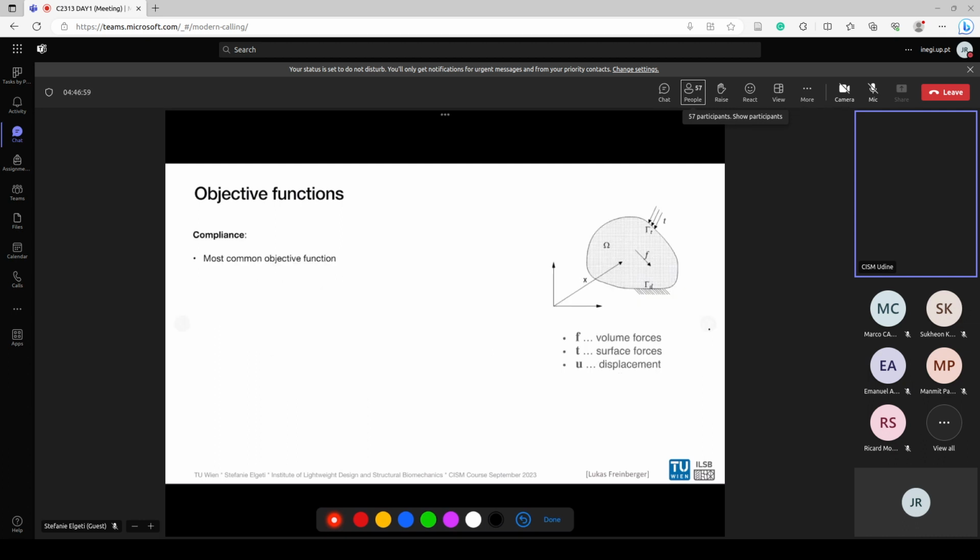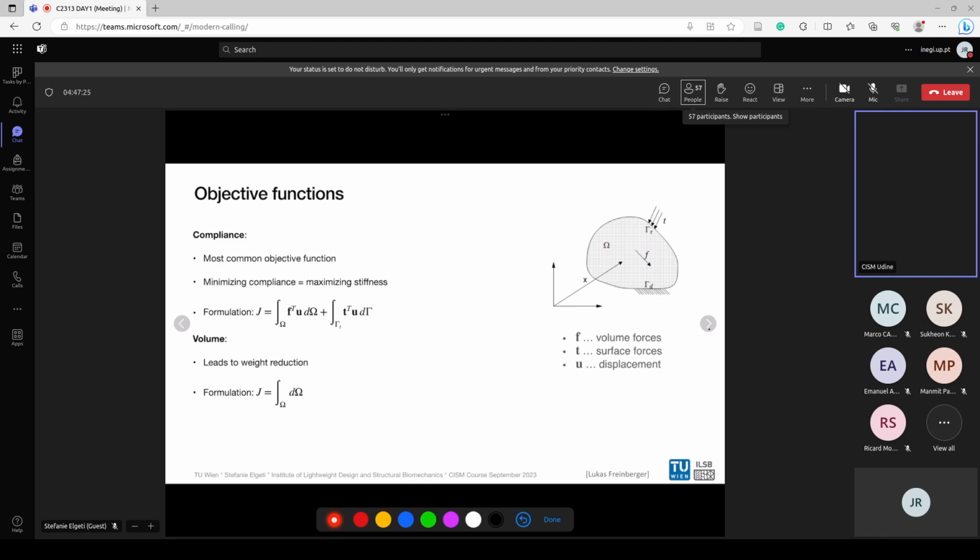Let's go through how one actually computes this. So the compliance is for sure the most common objective function. Minimizing compliance means maximizing stiffness. We already said that before. And the formulation is as follows. So here is the standard mechanical potato.